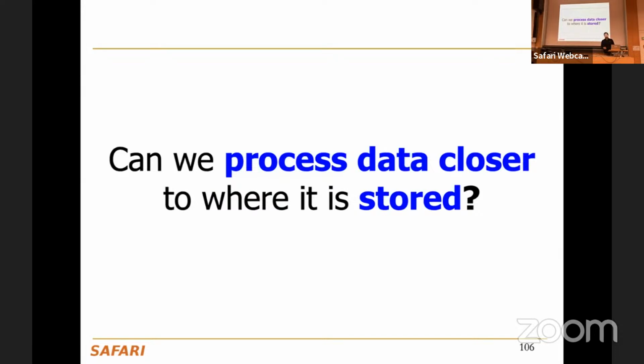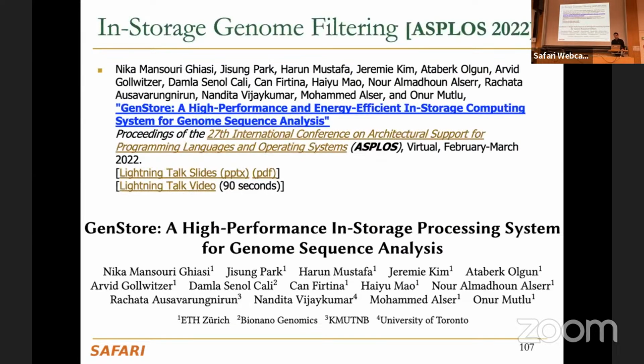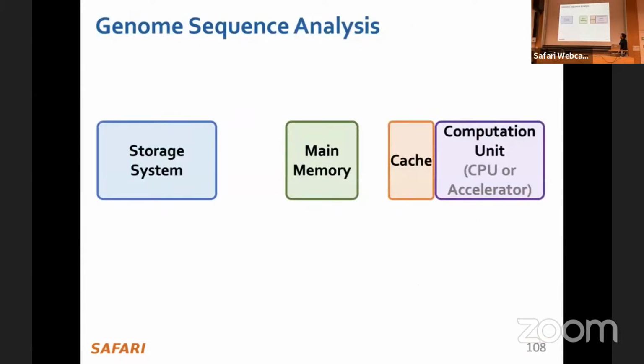So we've been looking at processing in memory, but the question is, can we get even closer to the data and do the processing even closer to it, right? If I'm asking this question, probably the answer is yes. To illustrate this a bit more, I'll talk about the GenStore paper, which focuses on in-storage processing for genome analysis. We've been looking at different levels in the memory hierarchy, right? You have the storage system, main memory, caches, and then eventually you compute somewhere, maybe on CPUs or accelerators.